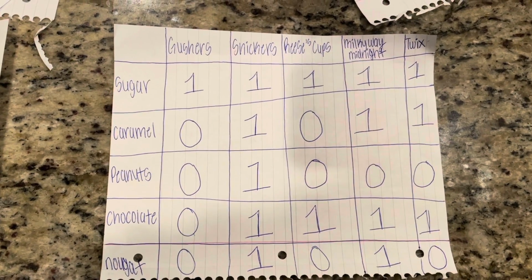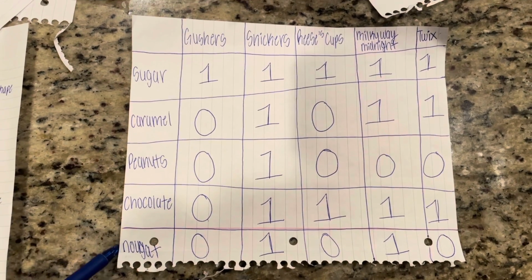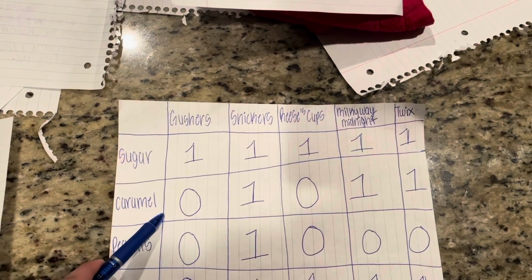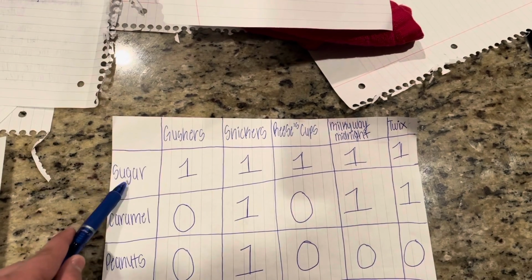Here's our data table, and on top we have our organisms. On the side we have all the traits that they have in common. 1 means that the organism has that trait, and 0 means that that organism does not have that trait. As we can tell, all the organisms are made out of sugar.